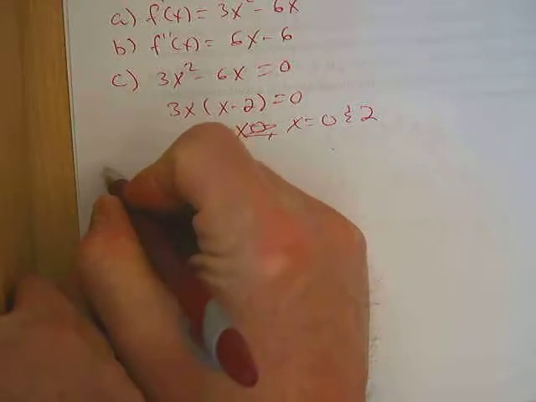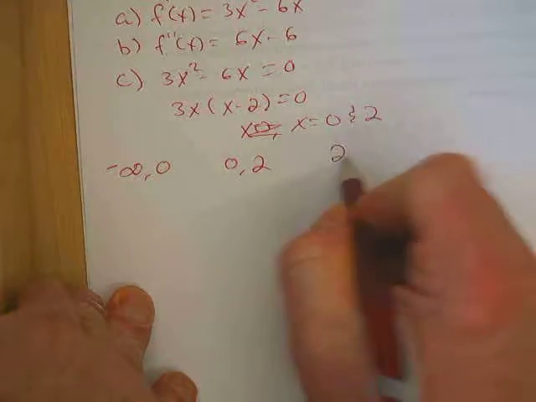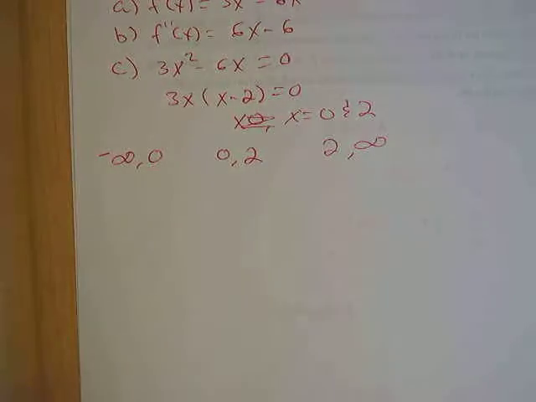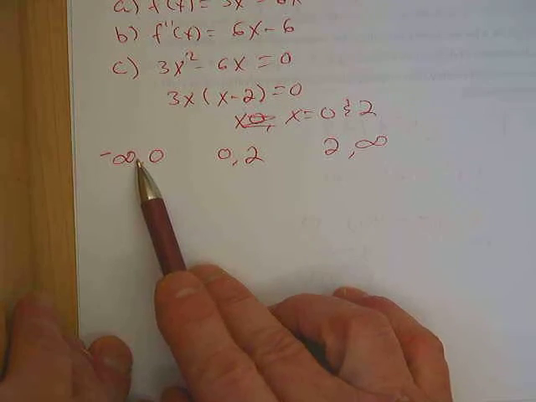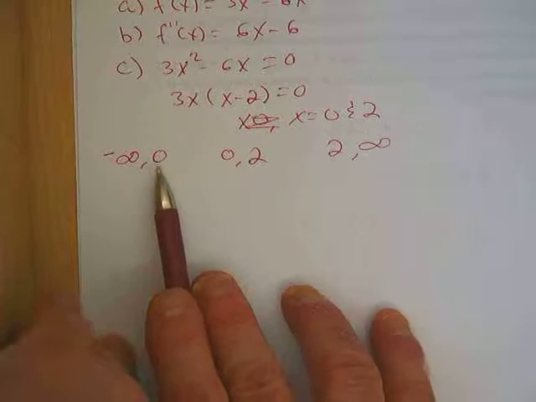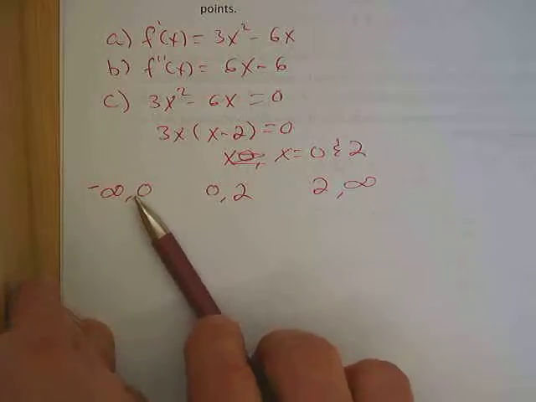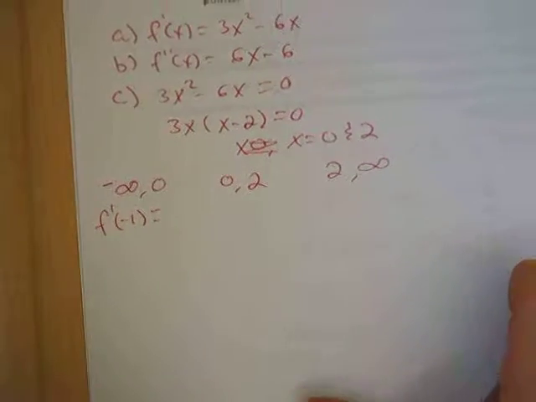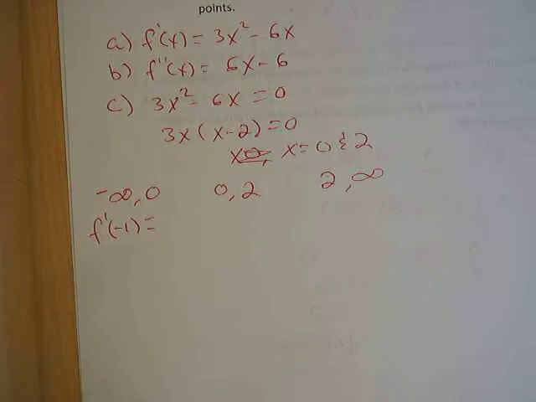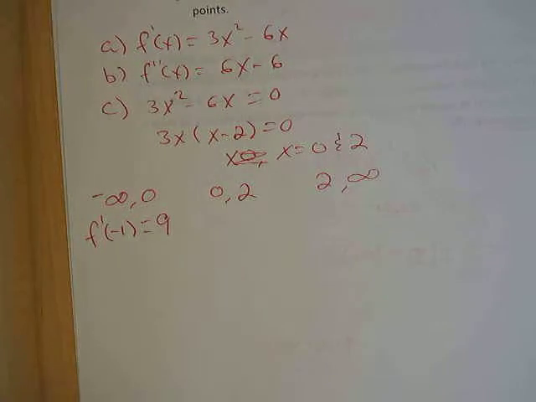But what we can do now is set up intervals from negative infinity to 0, 0 to 2, and 2 to infinity. We have picked up every number from negative infinity to infinity. And then I take an x value in this interval. Give me a number between negative infinity and 0 that you'd like to evaluate with. Negative 1 would be probably the one I would pick. And if we put negative 1 into the first derivative, what do we get? We get 9.